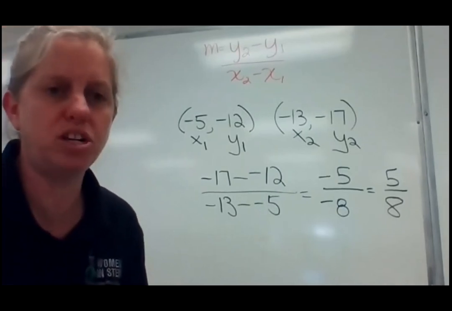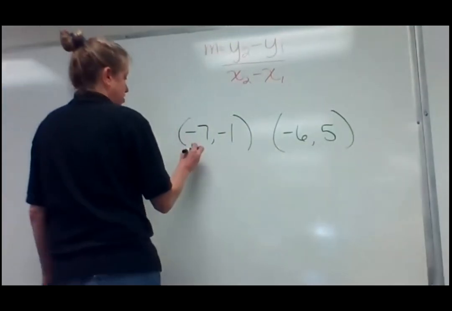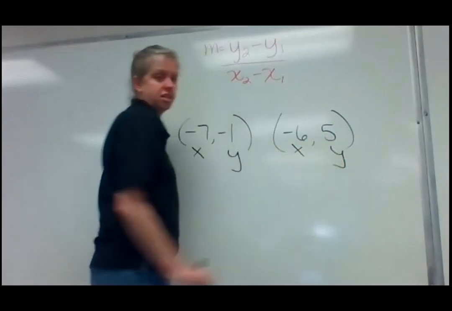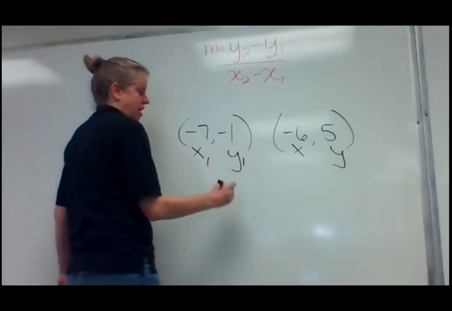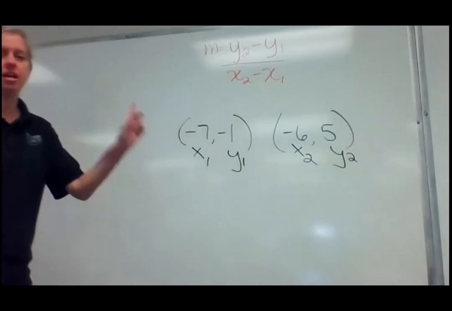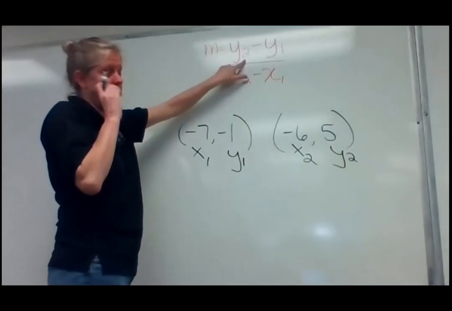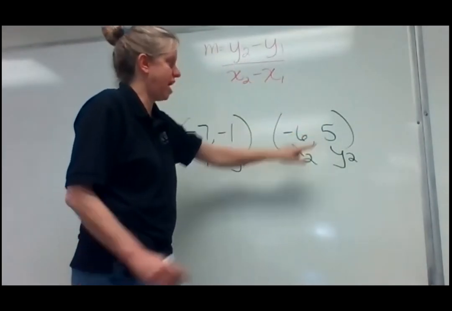I'm going to put one on the board just to give y'all a practice with some. All right, let's try this one. Here's an X and a Y. There's an X and a Y. Here's my first point, so I'll give that first point the 1s and my second point the 2s, and then plug it into the formula. So up top, I need my second y. So my second y will be 5.